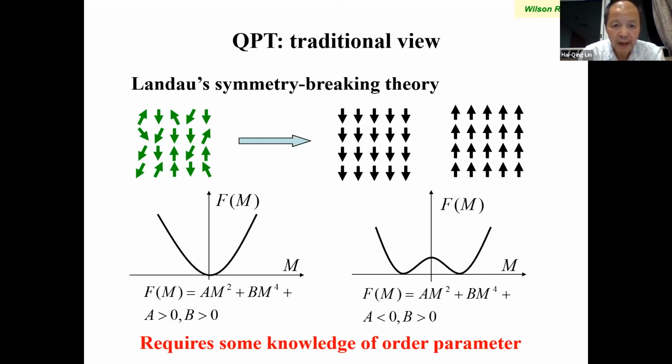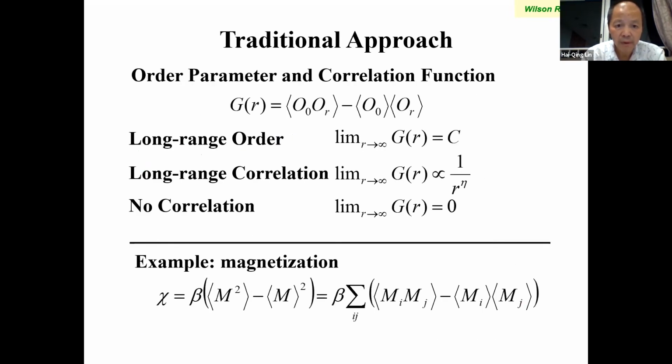So in Landau's symmetry breaking theory, a very important quantity is this order parameter. Before you write down the free energy, you do need to know something about the order parameter. Okay, and once you know the order parameter, you can study all kinds of phenomena you like. For example, you can study the correlation function, and there you make a judgment whether the system has long range order, short range order with algebraic decay, or no correlation, etc.